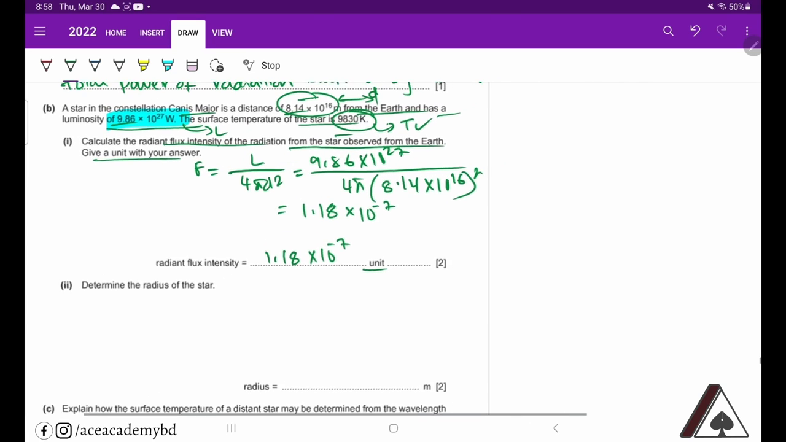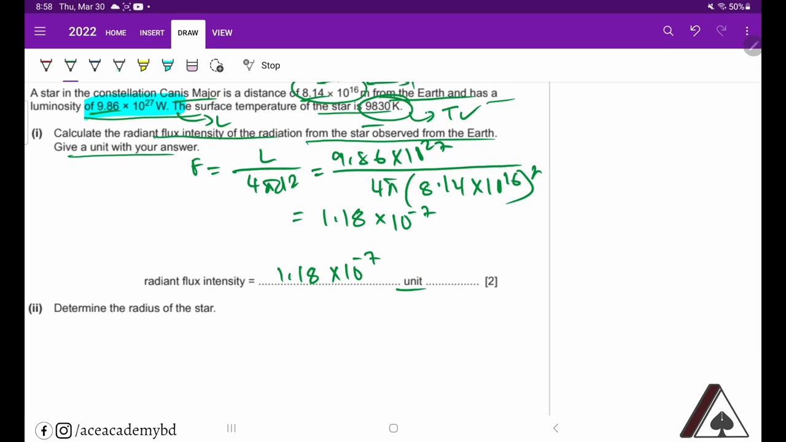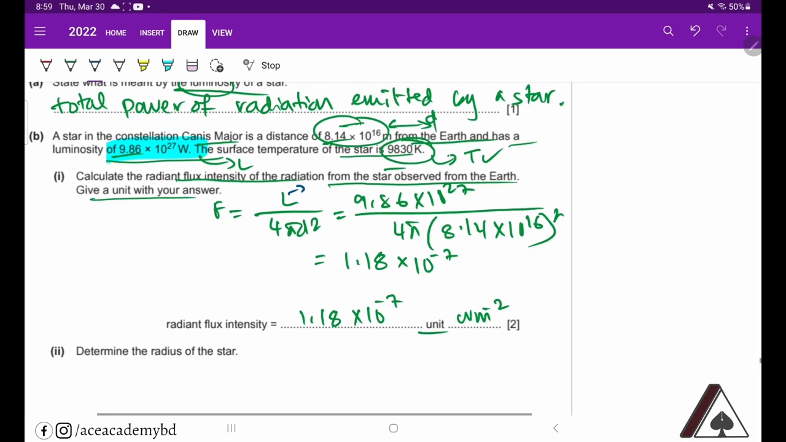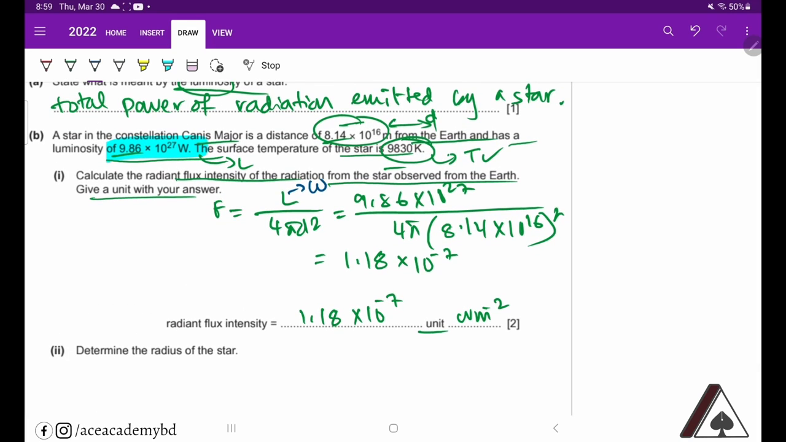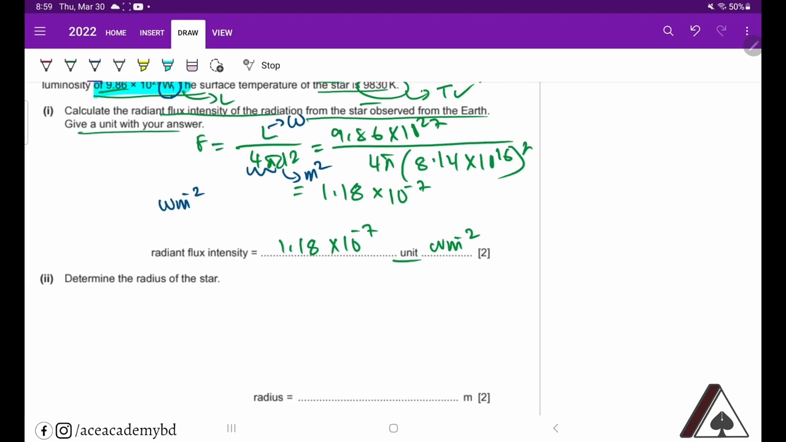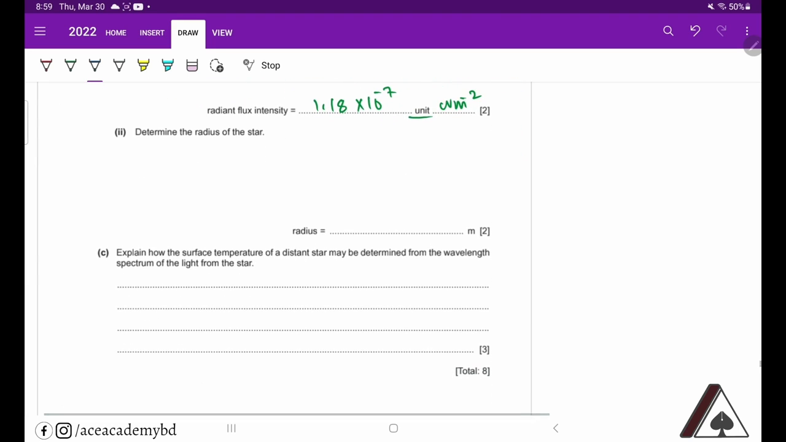Also, they have asked us to give a unit. So you can directly find out the unit from this equation, or you can know the unit, which is basically watt per square meter. Luminosity is basically power, so this has a unit of watts. 4 pi is a constant, so it has no unit. And D has a unit of meter squared, so it's basically watt per meter squared. So that's the unit. In that way, you can easily find out the unit as well.